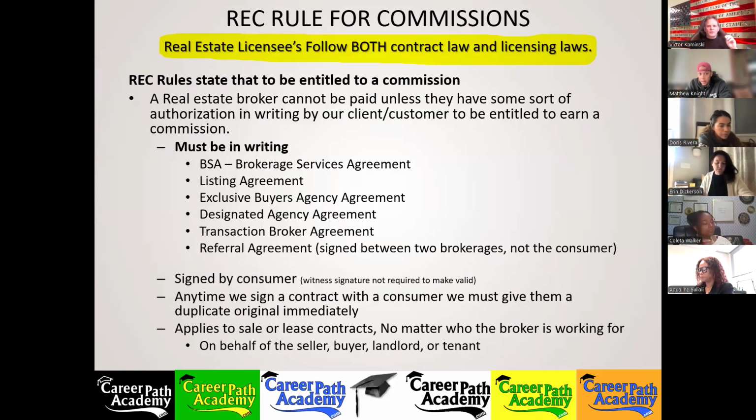So, what are the Real Estate Commission rules here pertaining to this? Real estate licensees follow both contract law as well as real estate licensing laws. So, the Real Estate Commission rules state that for us to be entitled to a commission, we have to have some sort of authorization in writing. We need to be hired by the party, right? We can't just put your property up for sale.